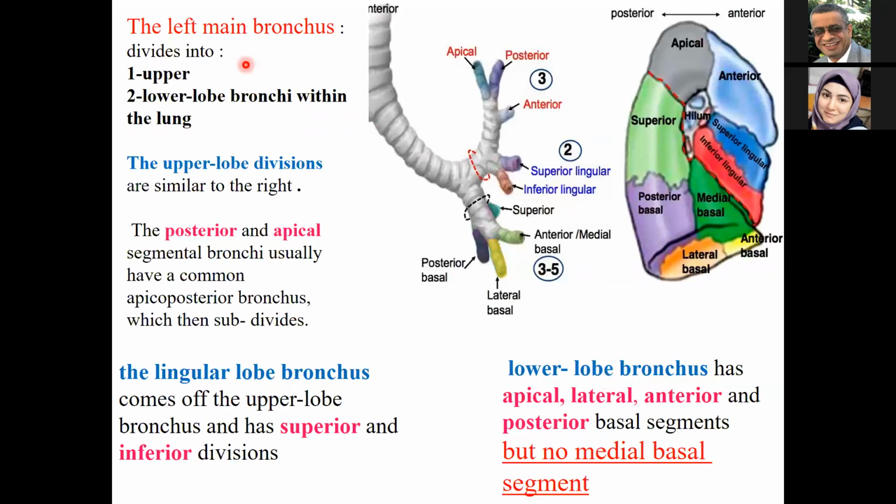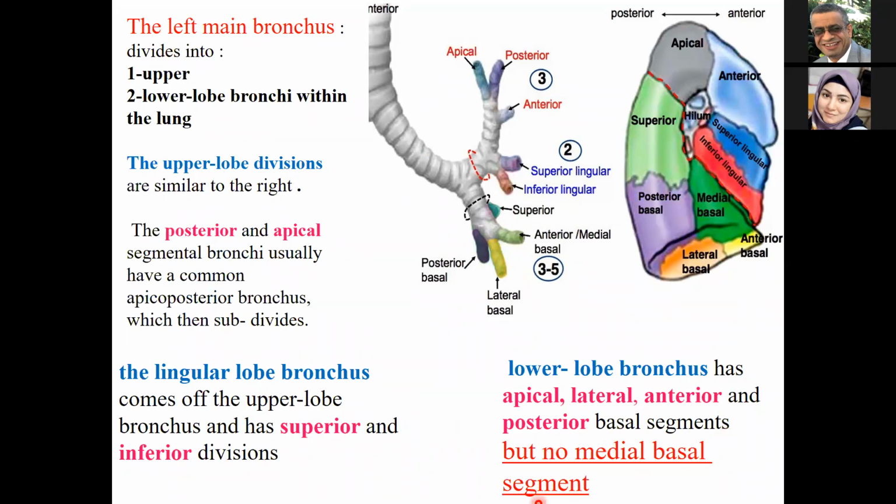The left main bronchus divides into the upper and lower lobe bronchi within the lung. The upper lobe divisions are similar to the right. The posterior and apical segmental bronchi usually have a common apico-posterior bronchus, which then subdivides. The lingular bronchus comes off the upper lobe bronchus and has superior and inferior divisions. The lower lobe bronchus has apical, lateral, anterior, and posterior basal segments, but no medial basal segment.